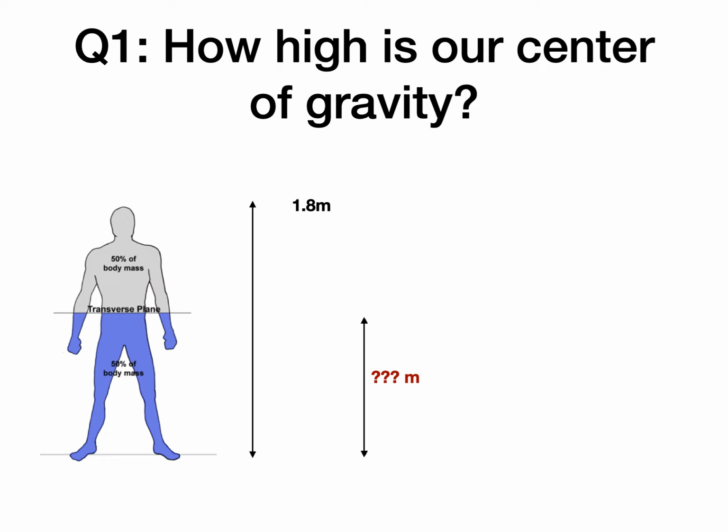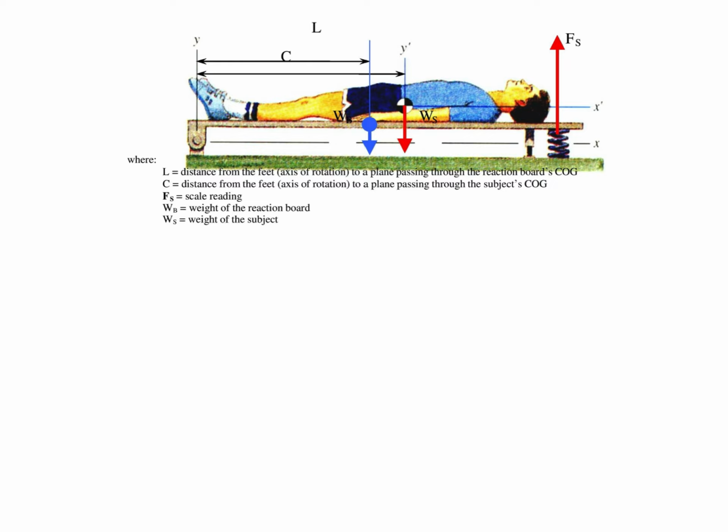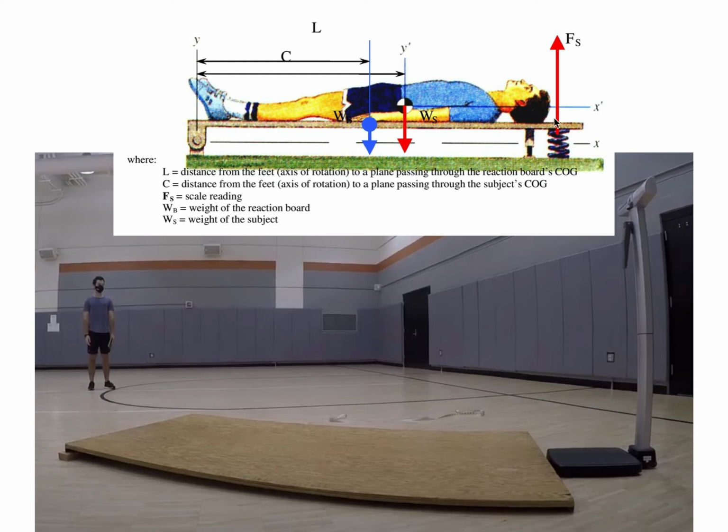So we want to test the hypothesis that our center of gravity is around 50% of our body height. So assume this guy is 1.8 meters high, then his center of gravity would be about 0.9 meters high. And we want to test this hypothesis with this kind of setting. So there will be a guy lying on a board. So there is a board, and we will measure the force here with a force scale, a weight scale here. So that is the real lab setting.